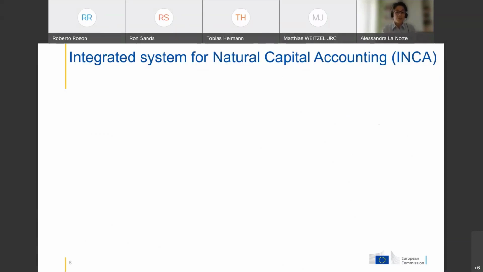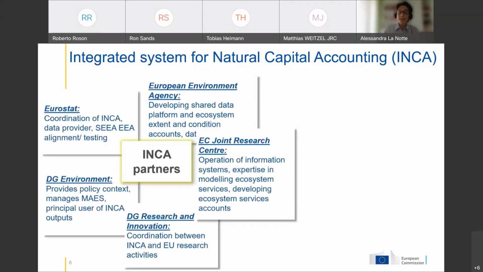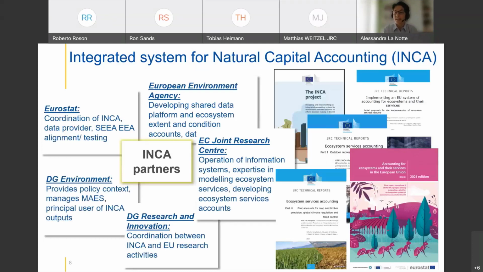And from 2016 to 2020, there was phase 2 of this project. That is the one that is actually generating all the accounts, the numbers and the report that I'm showing you now. The JRC was part of this consortium, but it is really worthwhile to mention that it was coordinated by Eurostat. We also have some policy partners like DG Environment and DG Research and Innovation, and the European Environment Agency was also on board.